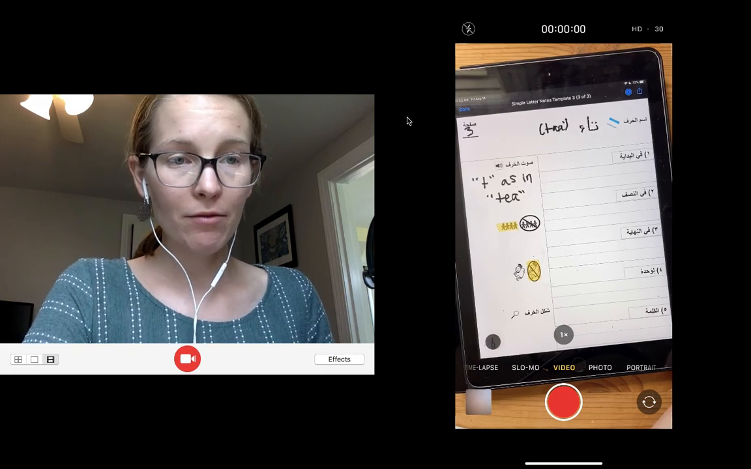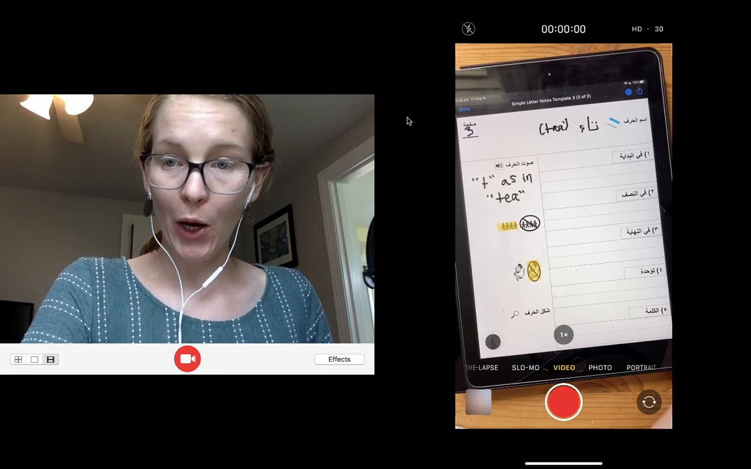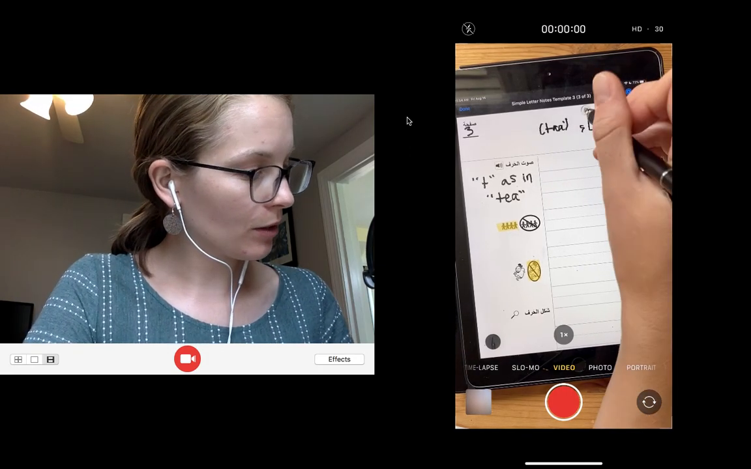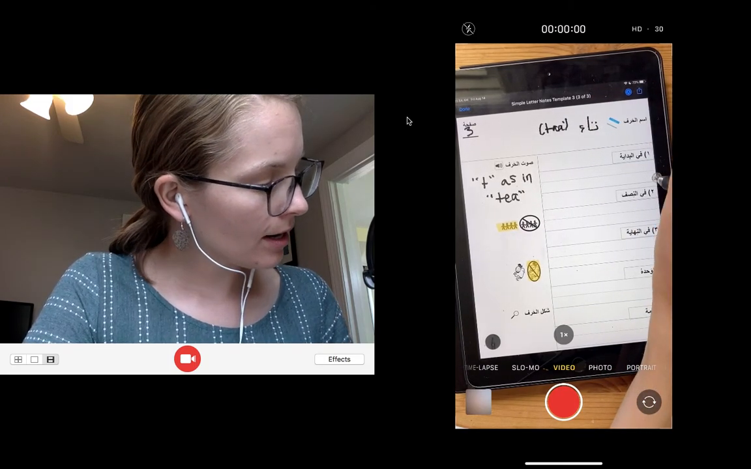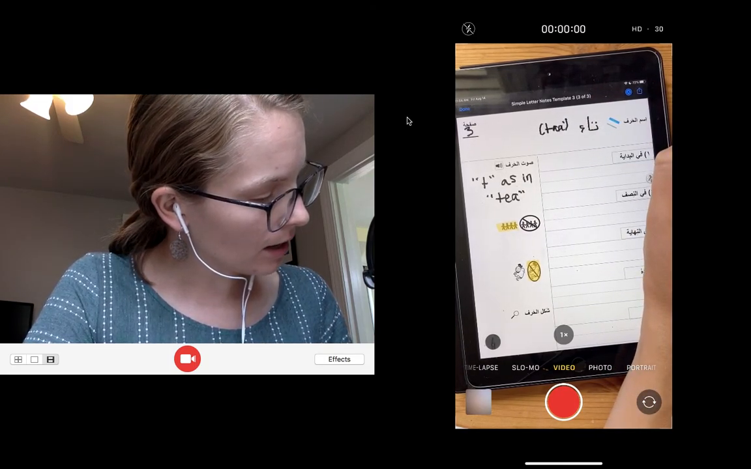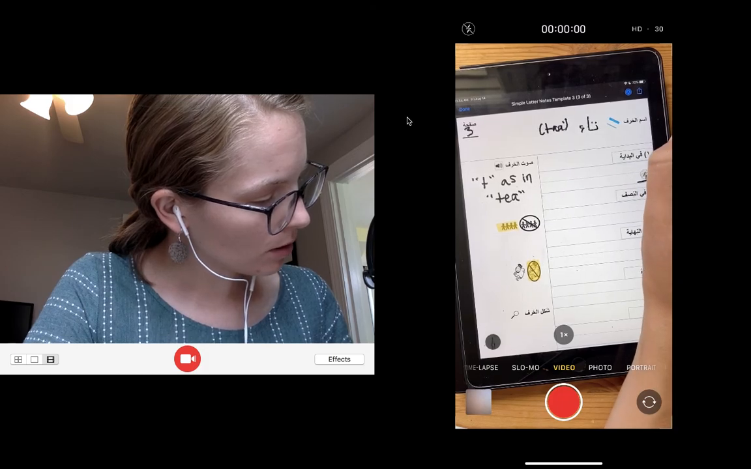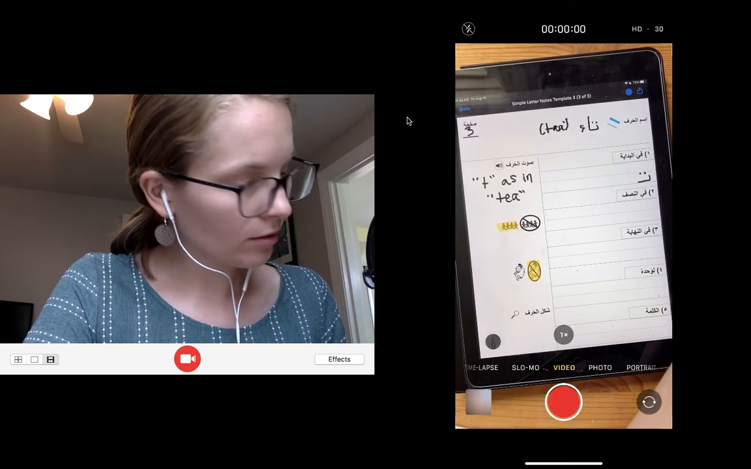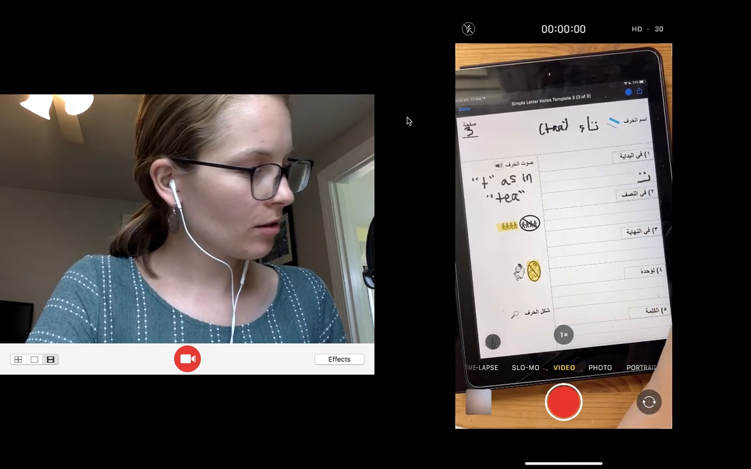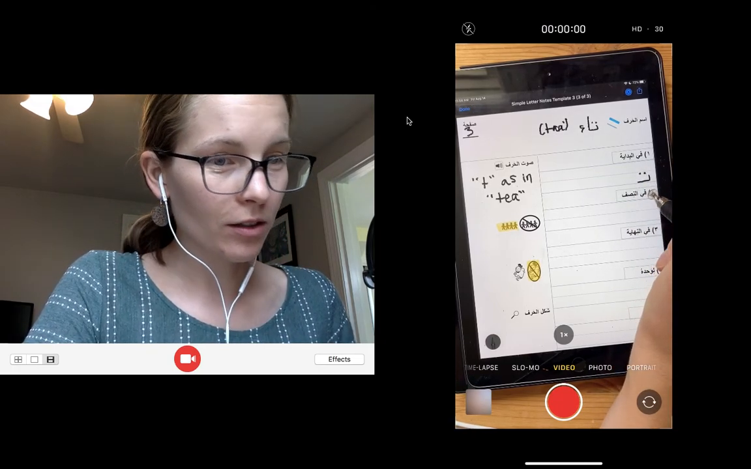Okay, so ba, remember, had the dot below. Ta, we'll see, you probably already saw up there. Ta في البداية, so same base shape. نقطتين, 2 dots. Okay, or there's an alternative here.